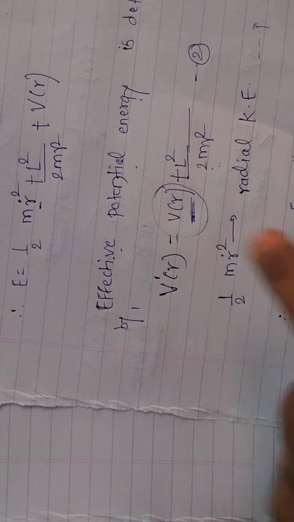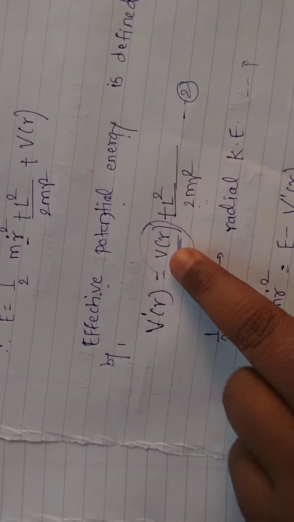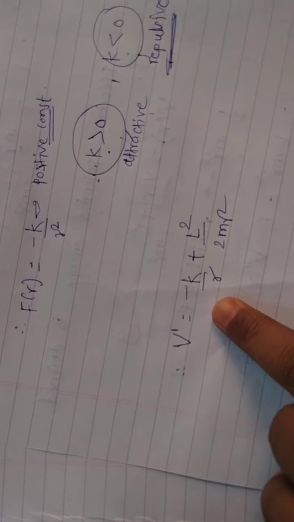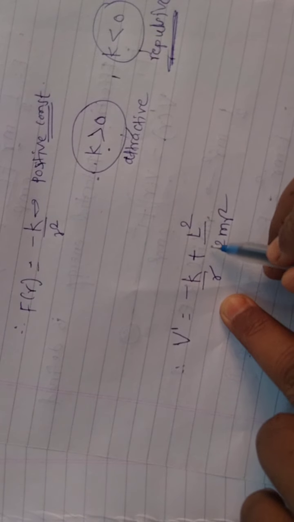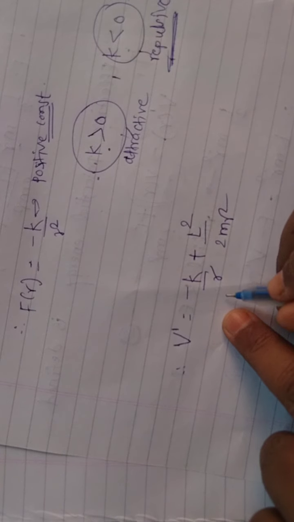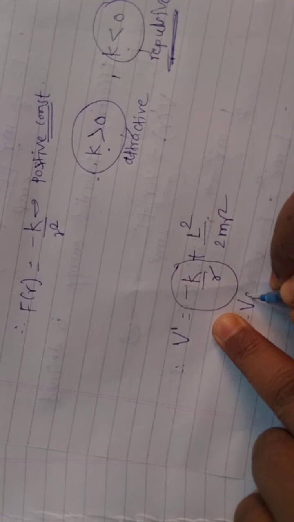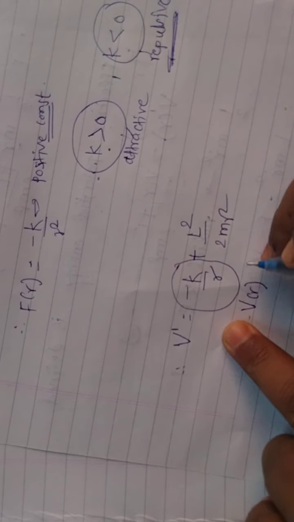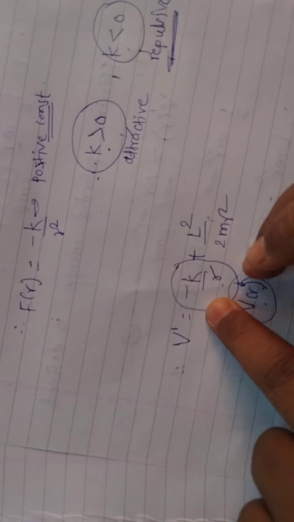So I have written this equation here. I have considered the potential replaced by minus k by r. V dash is equal to minus k by r plus L square divided by 2mr square. This is the effective potential. I am putting this value instead of V of r. The value of this is minus k by r.